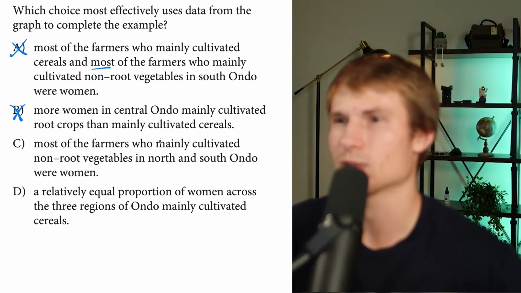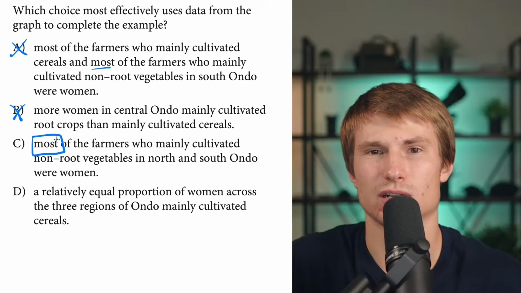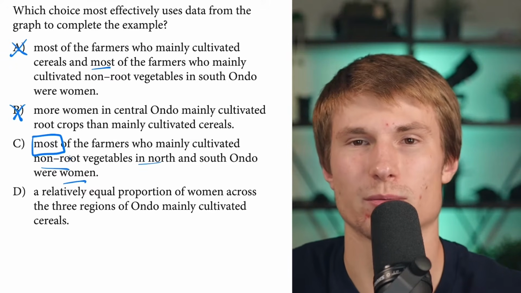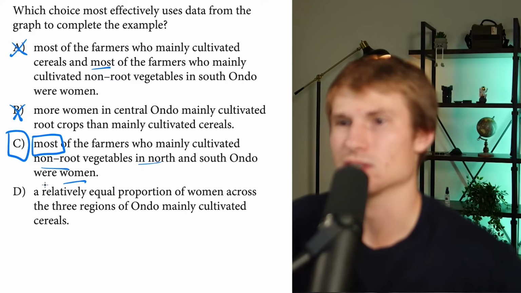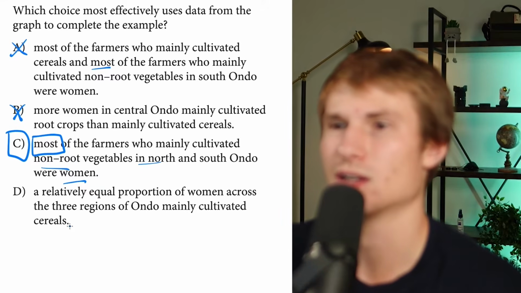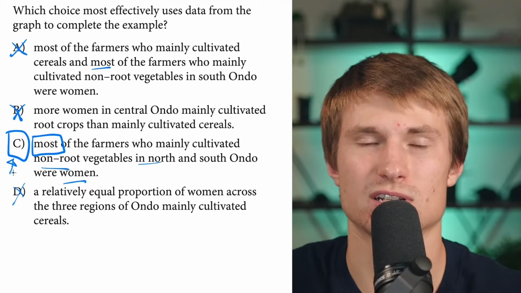C, most of the farmers who mainly cultivated non-root vegetables in North and South Ondo were women. Yes, this is showing that the majority is right. So majority are women, which is what we need to support. Okay, so our answer there would have to be answer choice C. We can quickly take a look at D as well, just to make sure: a relatively equal proportion of women across 3 regions of Ondo mainly cultivated cereals. We know that's not true according to the graph. C is true according to the data as I showed earlier.